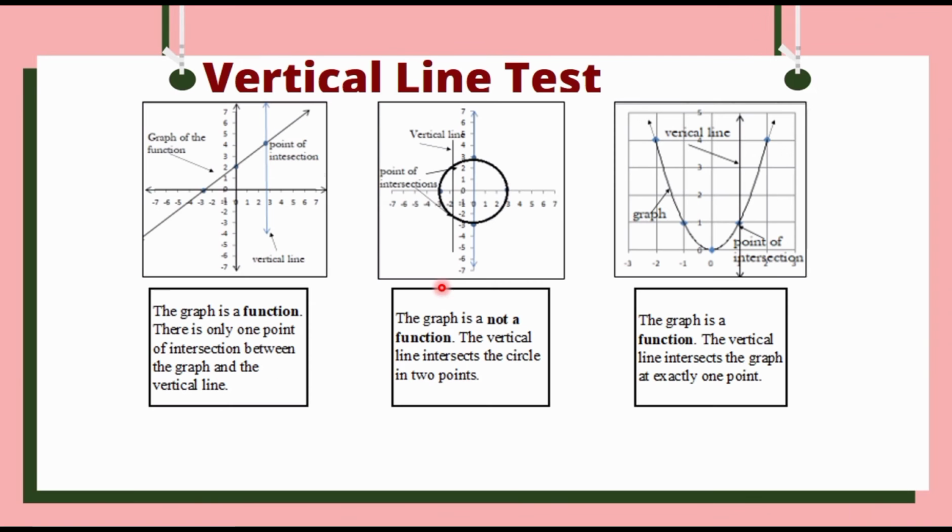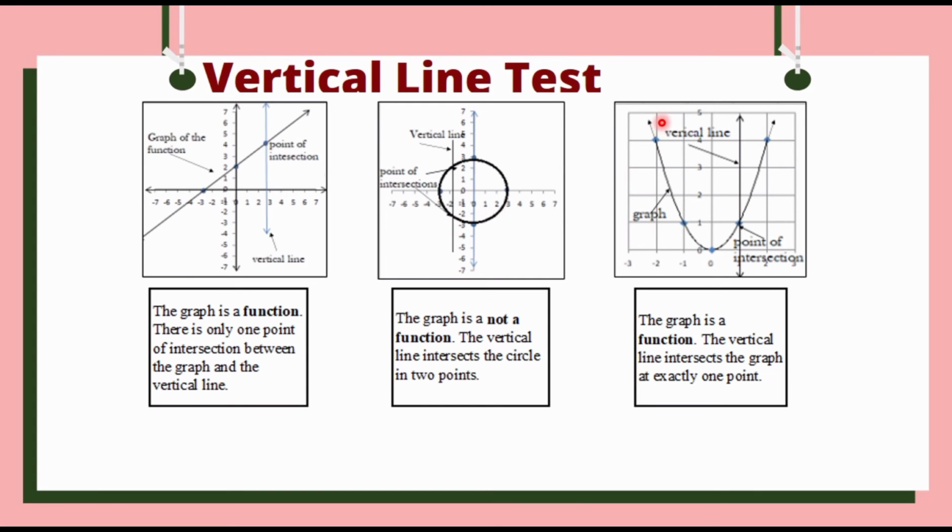Okay, now let us talk about how we are going to determine if the given graph is a function or not a function. We can determine if it is a function or simply a relation using the vertical line test. So ito yung mga vertical line test. Okay, yan yun. This is the vertical line test.